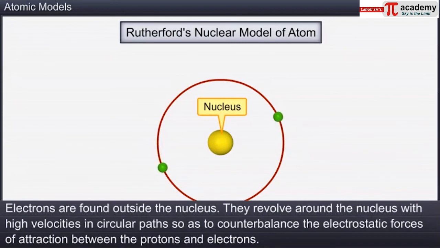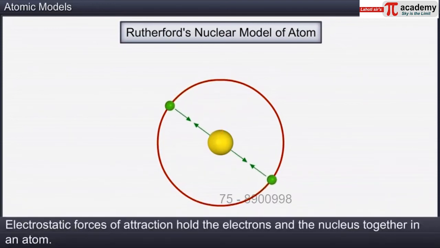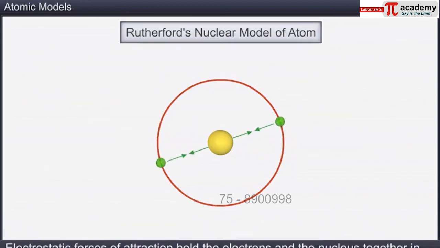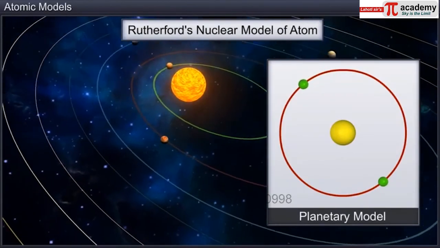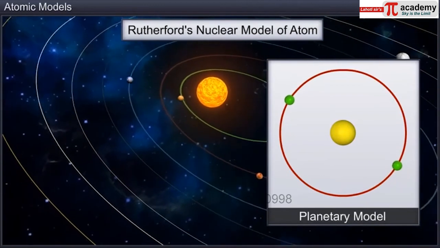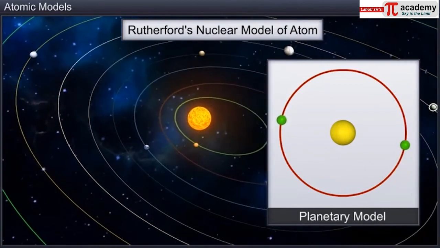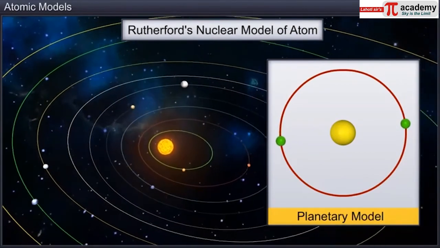They revolve around the nucleus with high velocities in circular paths so as to counterbalance the electrostatic forces of attraction between the protons and electrons. Electrostatic forces of attraction hold the electrons and the nucleus together in an atom. As electrons move in circular paths around the nucleus, just like planets revolve around the Sun in the solar system, Rutherford's atomic model is also called planetary model.